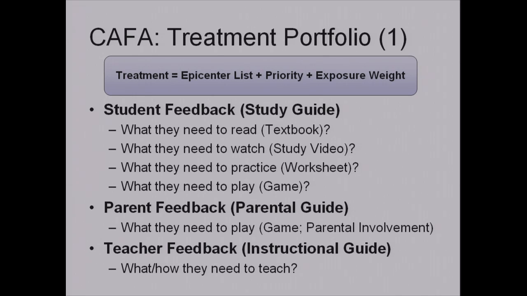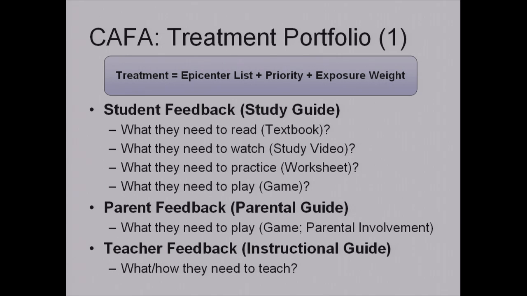Treatment can be unfolded into an epicenter list, which is the number of standards they need to study with priority. Priority is very important because we don't just point out the three epicenters; this skill set needs to be studied earlier, and the next, and the others. So we also provide this priority of the epicenter and also an exposure weight too.